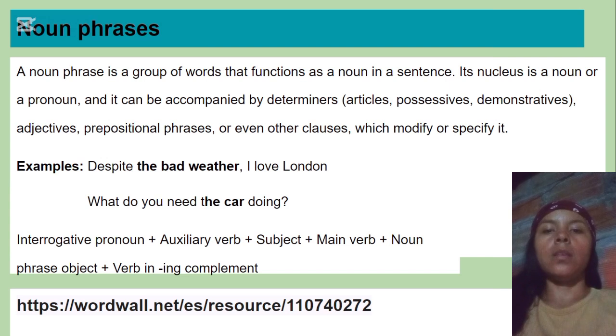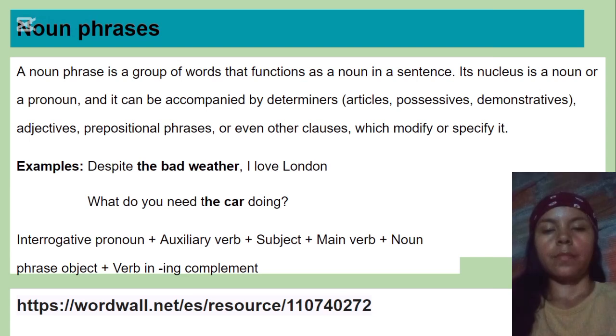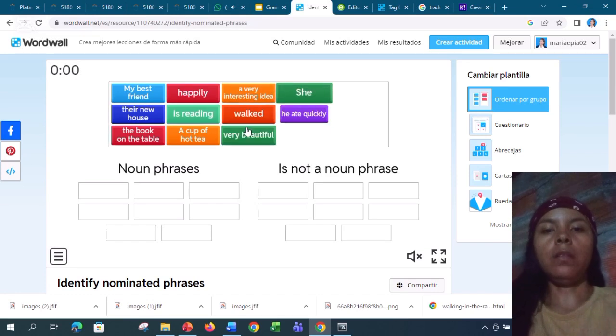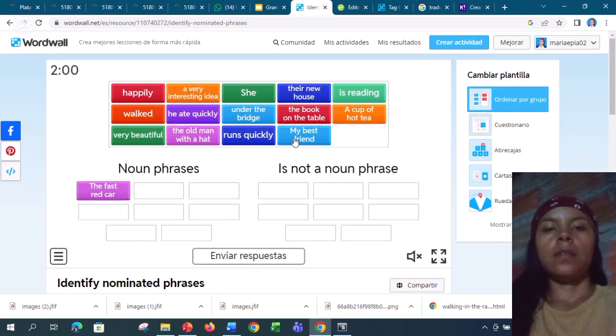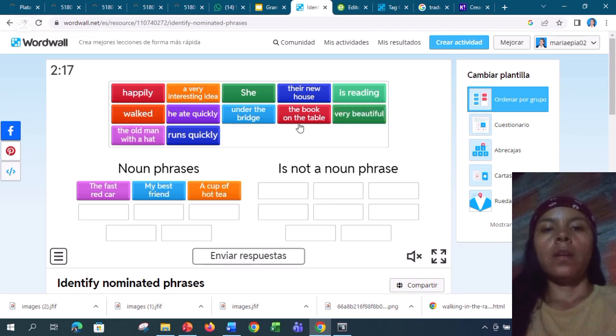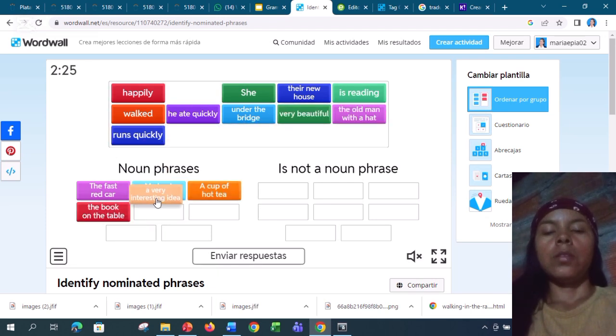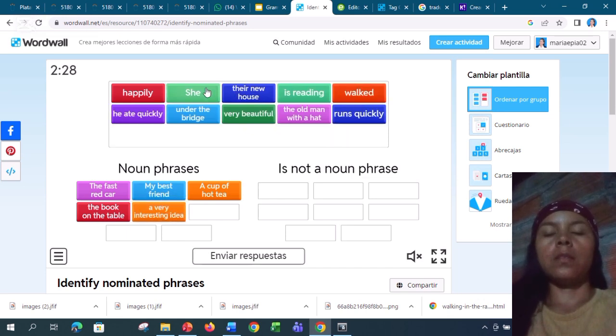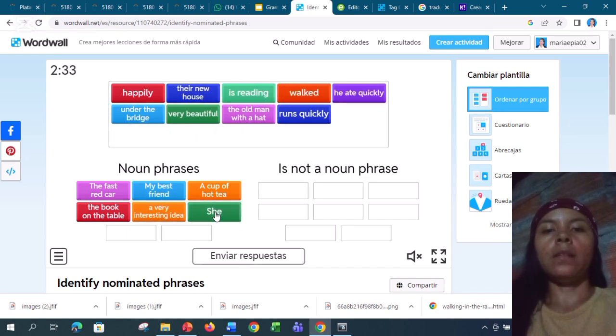The structure is interrogative pronoun, plus auxiliary verb, plus subject, plus main verb, plus noun phrase, object, plus verb-ing complement. Right now, I'm going to check the activity in the word wall. For the noun phrase group: the fat cat, my best friend, a cup of tea, the book on the table, a very strong idea, she (a pronoun alone is also a pronoun phrase), the old man with a hat, their new house.